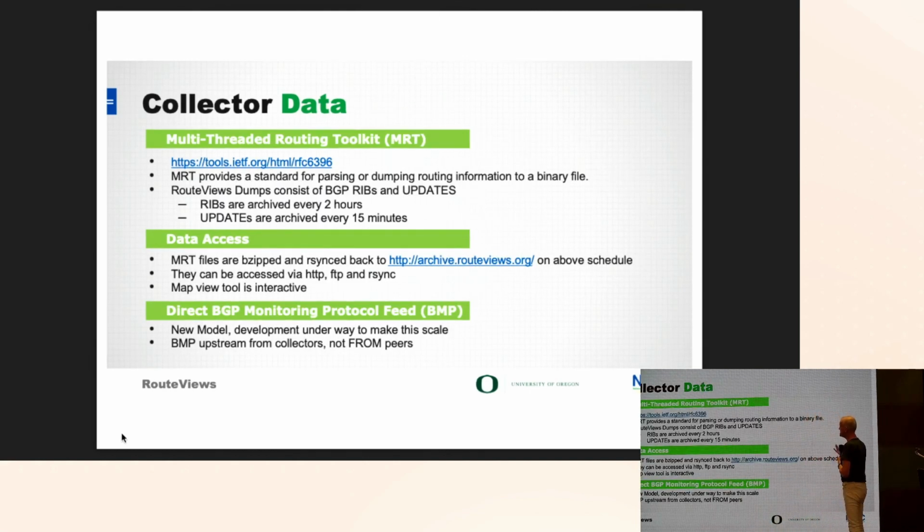So all the data is collected as MRT. So we take a BGP dump every 2 hours, full BGP table in each collector. It's stored as MRT. We take updates. Updates are collected all the time using MRT, and the update file is dumped every 15 minutes.